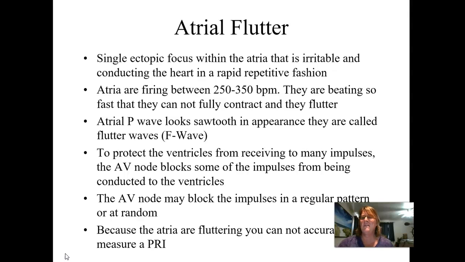But the other thing our AV node can do is it can block out impulses. So when things are bombarding it, if you're talking about the atria bombarding that AV node at 250 to 350 beats per minute, your ventricles would not be able to function at that. So the AV node blocking some of them is a protective mechanism.